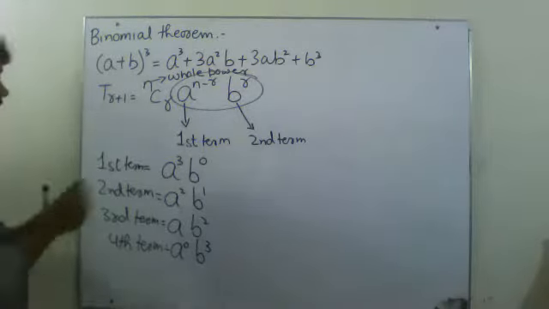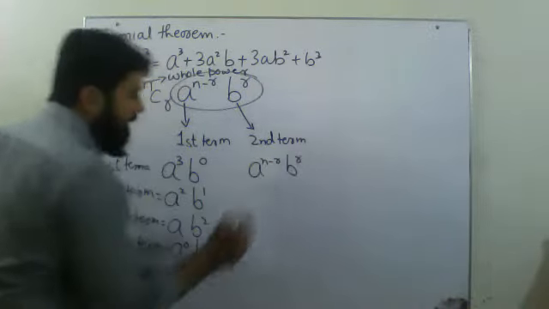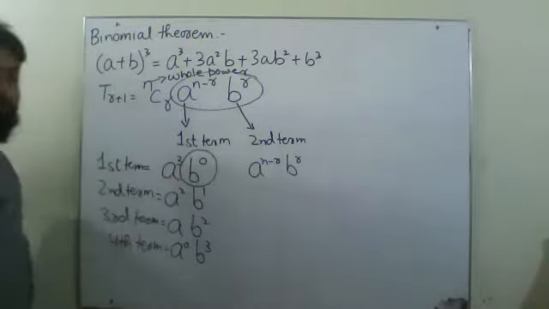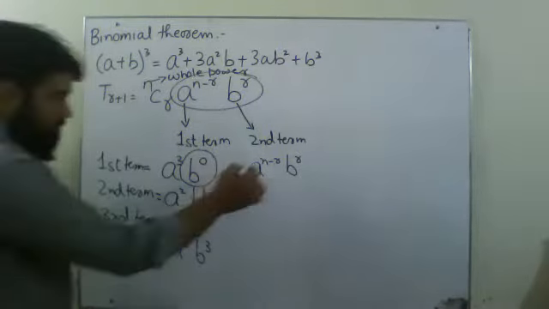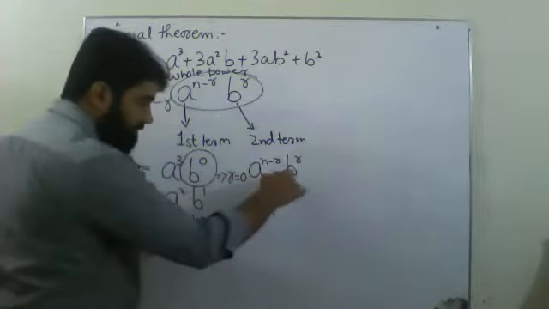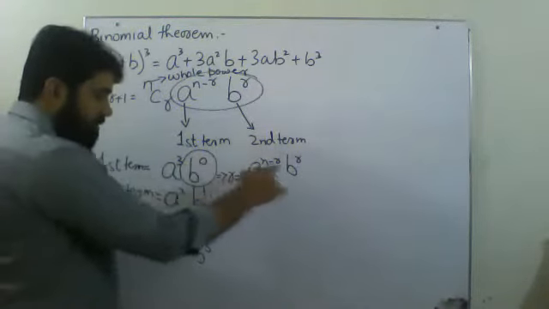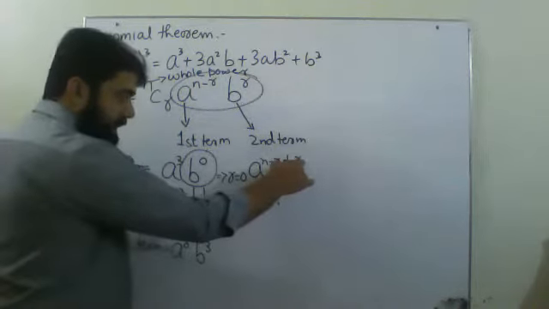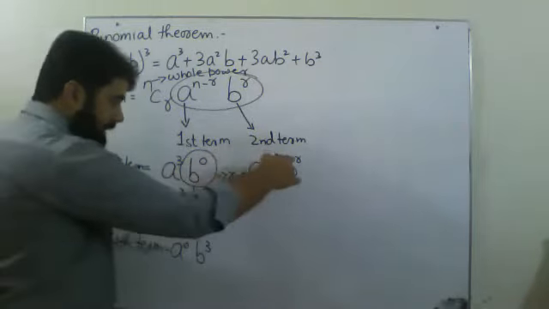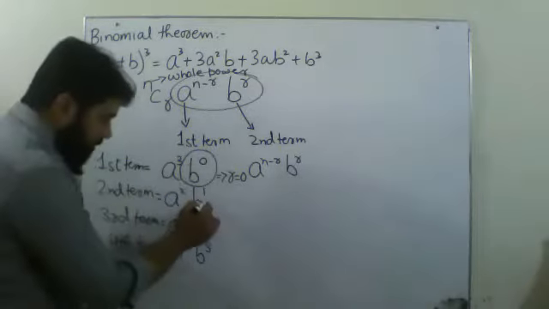Now, if I compare it with this one, a to the power n minus r, b to the power r. See, what's b over here? B to the power 0. So it means in this term, the value of r is equal to 0 if I compare it with this thing. R equals 0 because b to the power r is the part of the formula. So b to the power r and b to the power 0 means r is equal to 0 in this one.